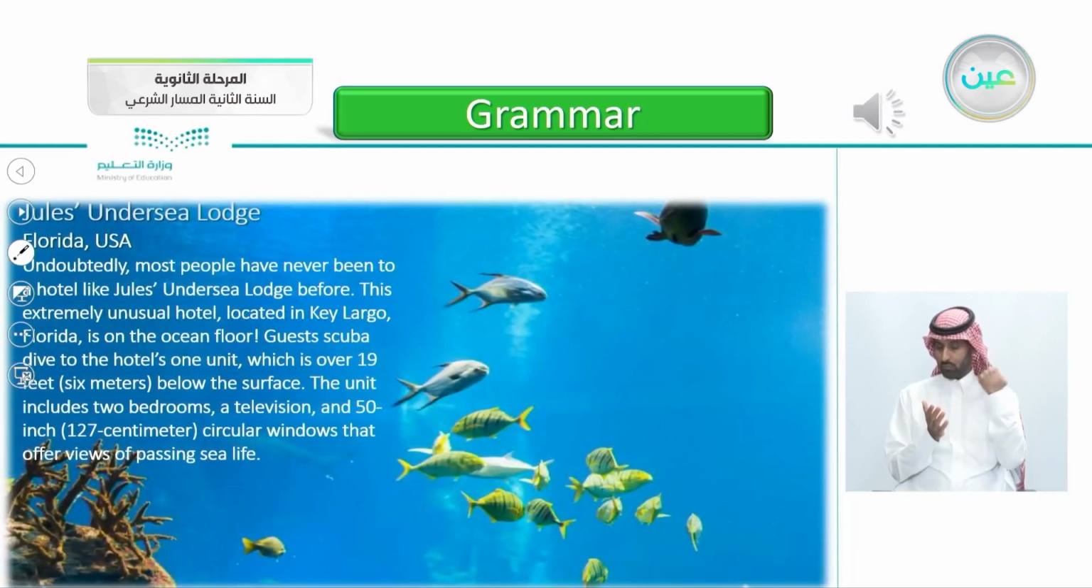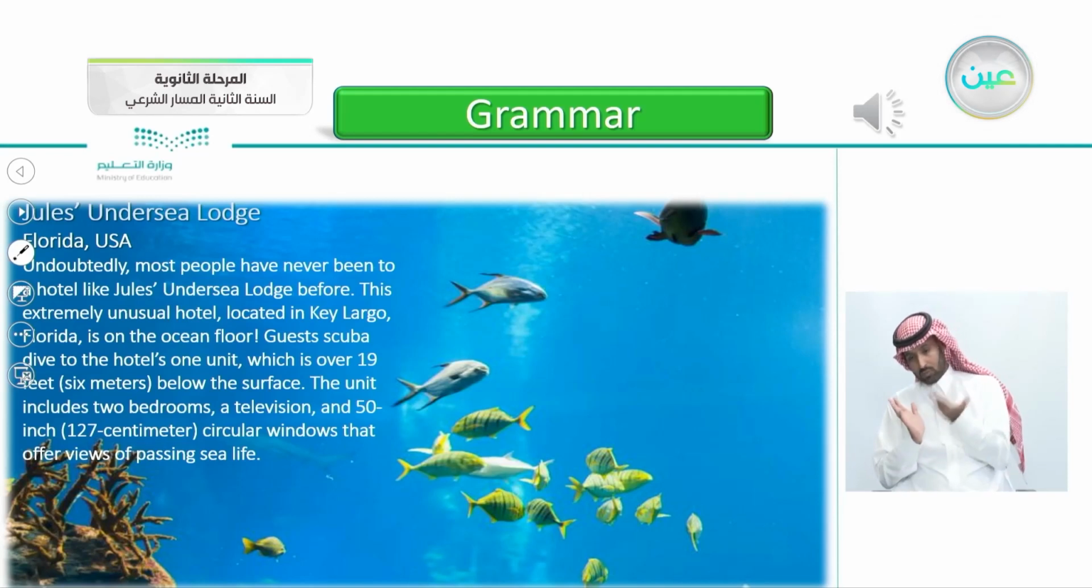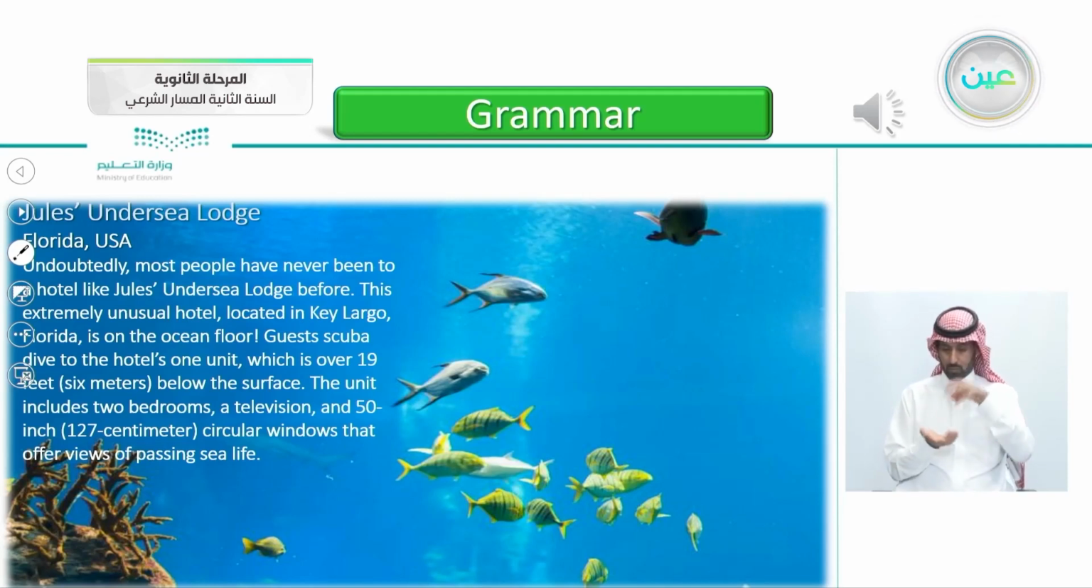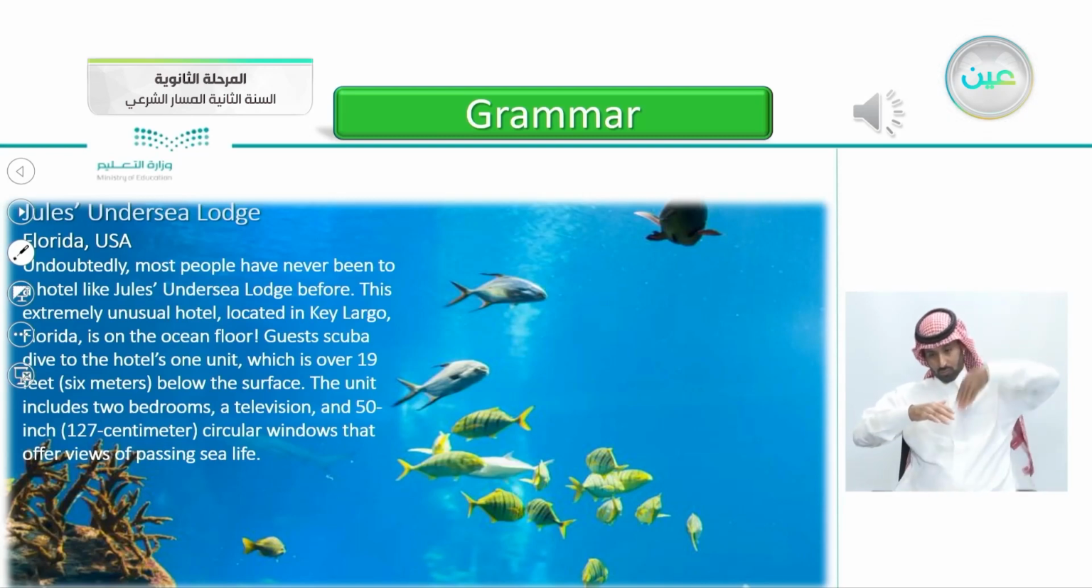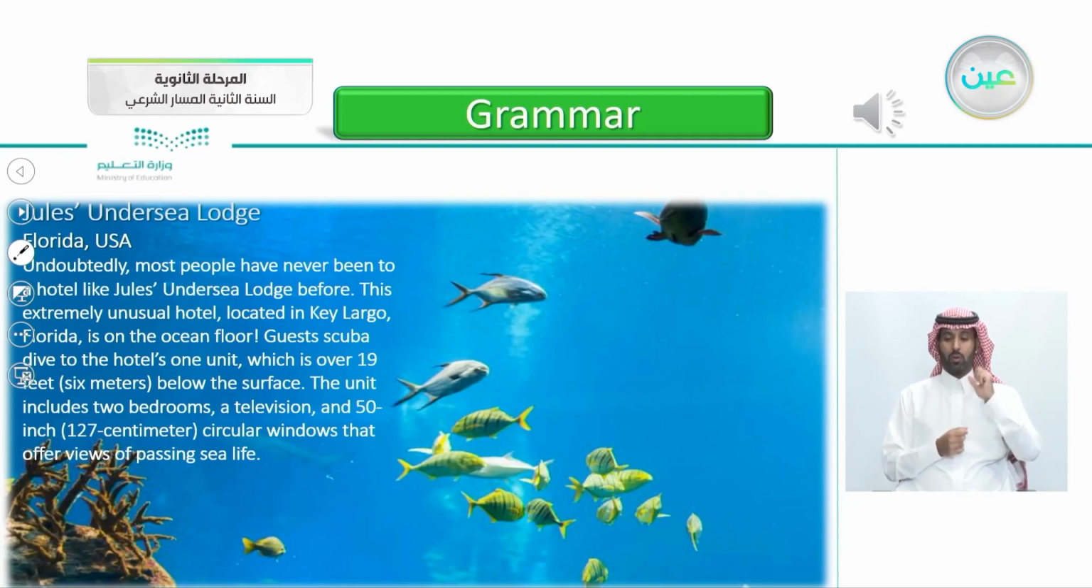Jules Undersea Lodge. Florida, USA. Undoubtedly, most people have never been to a hotel like Jules Undersea Lodge before. This extremely unusual hotel, located in Key Largo, Florida, is on the ocean floor. Guests scuba dive to the hotel's one unit, which is over 19 feet, 6 meters, below the surface. The unit includes 2 bedrooms, a television, and 50-inch, 127-centimeter, circular windows that offer views of passing sea life.